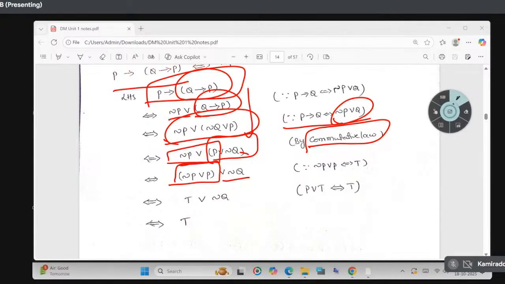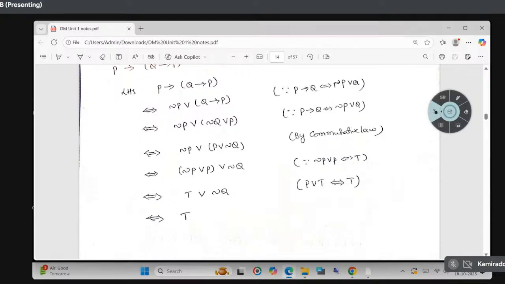So negation P or P is equal to T, which is already there in our laws, right? So T or negation Q is becoming T. Okay, so this is our LHS side. Similarly, we have to draw the conclusion towards our RHS side.